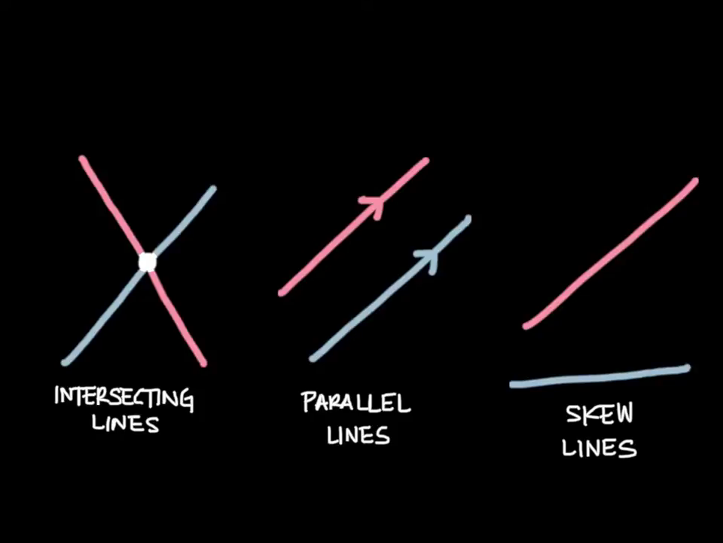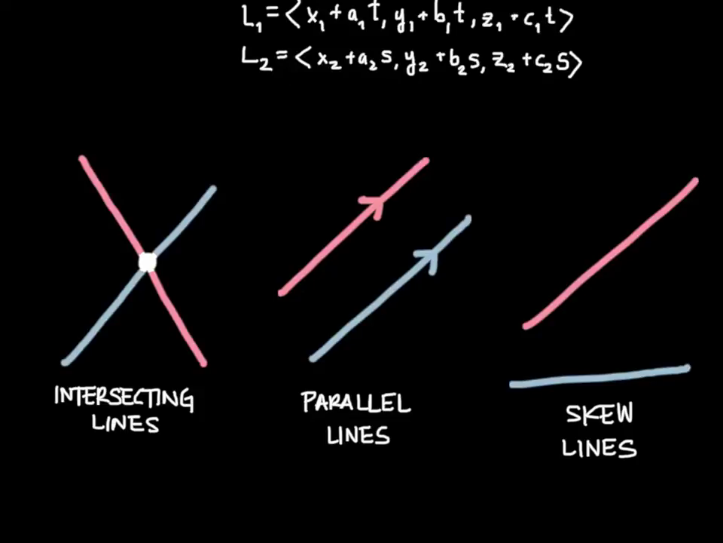When you're given two equations for two different lines, the very first step is to figure out what relationship the lines have to each other. How do we do that? Well, first things first. When you take a look at the two different equations you're given, let's call these lines L1 and L2. We can extract the direction vectors for each line by extracting the coefficients on the parameters in each of their parametric equations.